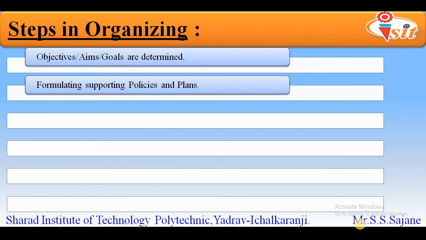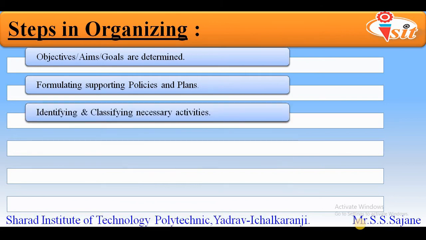After determining the goals or objectives, the second step is formulating supporting policies and plans. These are nothing but the skeleton for satisfying the goals. The plans initiate actions in any organization. The support of policies and plans will strengthen the focus towards the defined objectives. The third step in organizing is identifying and classifying the necessary activities. First, the supervisor has to list down the various activities that are to be carried out. This will help him to avoid variation and differentiation. Thus classification is very necessary.